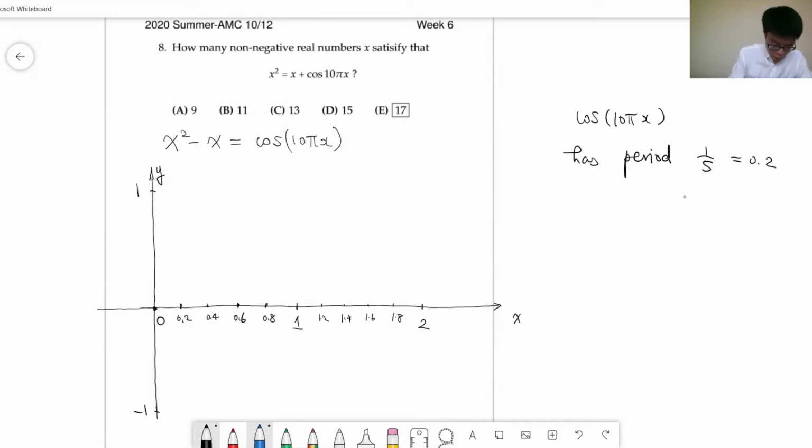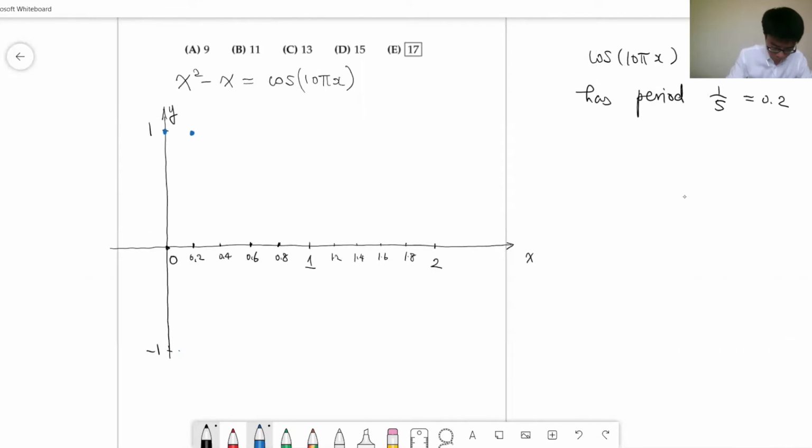Cosine 0 is 1, so we start from here. And cosine 10 pi x, when x equals 0.2, is also 1, so it's here. So for 1 period, it's something like this. It's very thin. I may not draw very precisely, but let me try my best. Something like that. And then again, we can repeat this pattern.